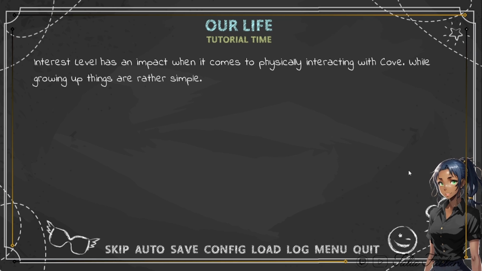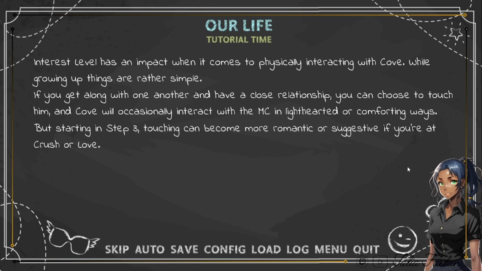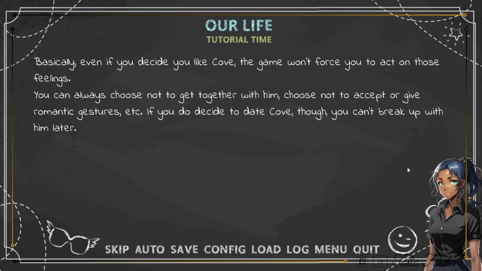While growing up, things are rather simple. If you get along with one another and have a close relationship, you can choose to touch him, and Koth will occasionally interact with the MC in lighthearted or comforting ways. But starting in Step 3, touching can become more romantic or suggestive if you're at crush or love. To make sure things go nicely with that, there's an extra choice to determine initiative level and bonus. Okay, honestly, I'm reading all this, but let's be real, I won't remember any of it. I'll just have to press stuff and see what happens.